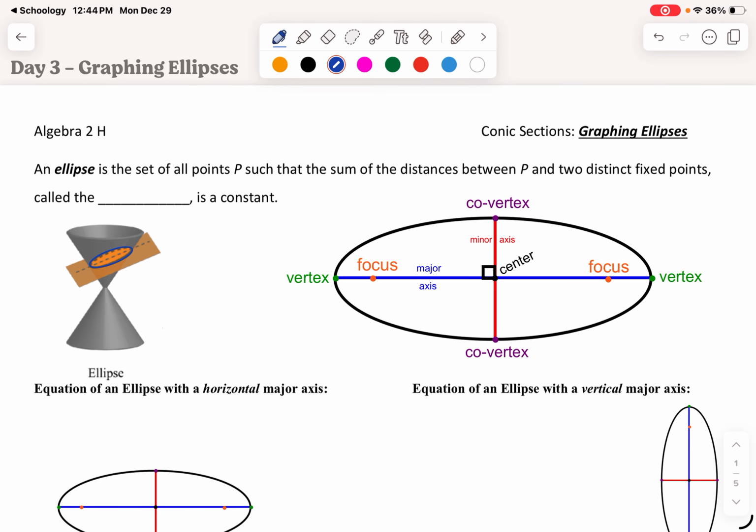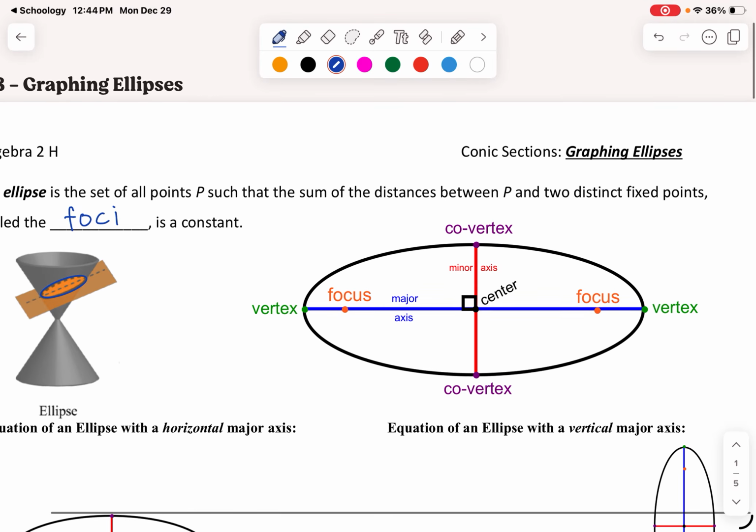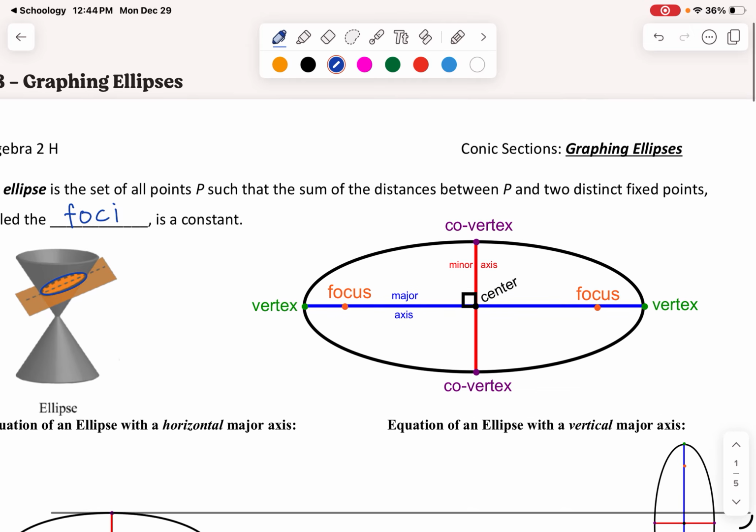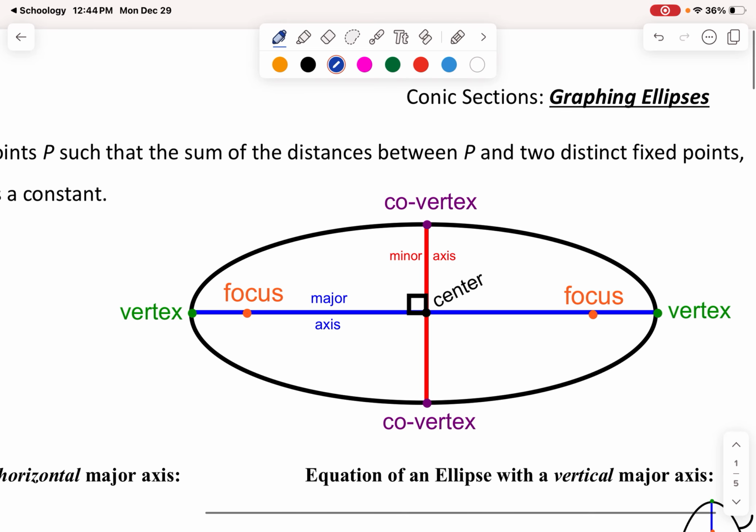So what is an ellipse? An ellipse is a set of all points P such that the sum of the distances between P and two distinct fixed points called the foci is constant. What a great definition, because that isn't confusing at all. That was sarcasm. It's similar to how a circle is formed, obviously, because it looks like a circle that someone sat on, right? Oopsies, I sat on this circle and squashed it, okay?